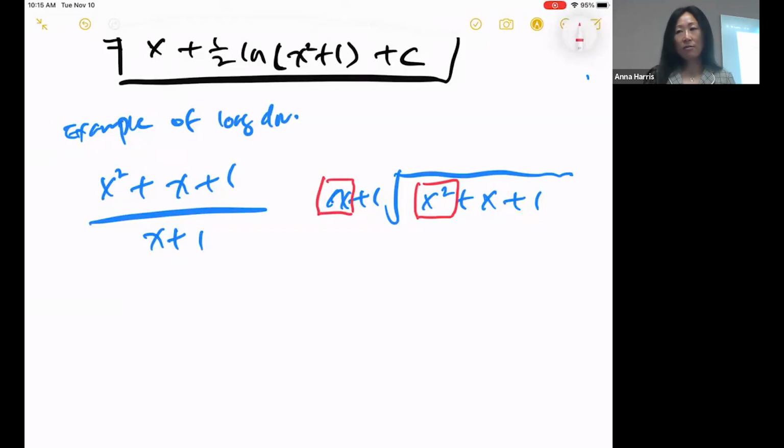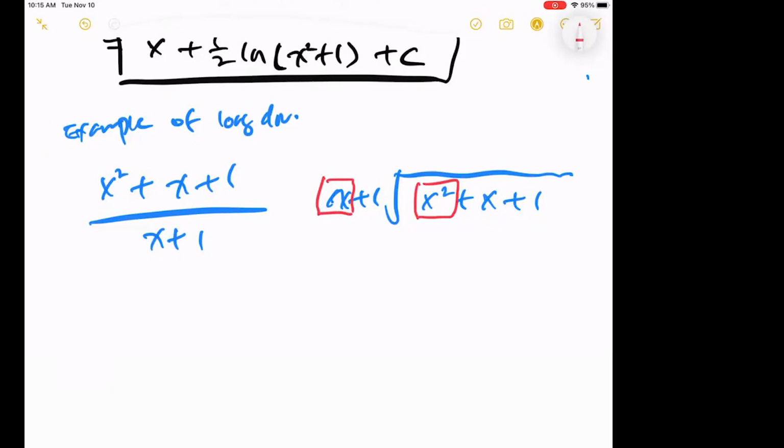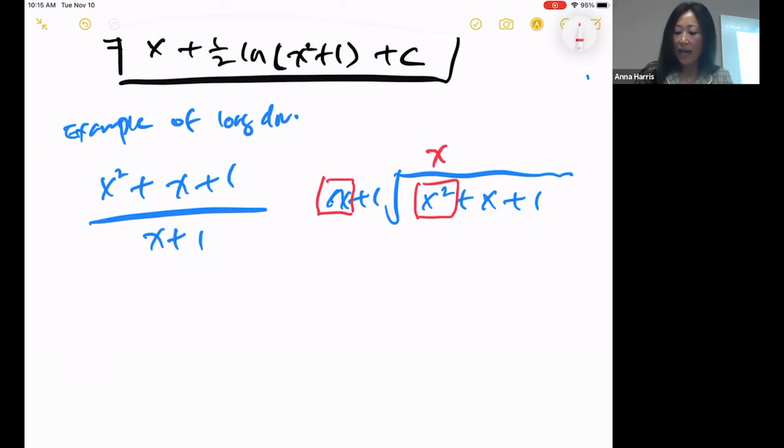All right, anybody gonna help me? X times what gives me x squared? Is it x? Exactly, x. Because x times x gives me x squared. So that is gonna be what your quotient would be. So I'm gonna put the quotient where the quotient part is.